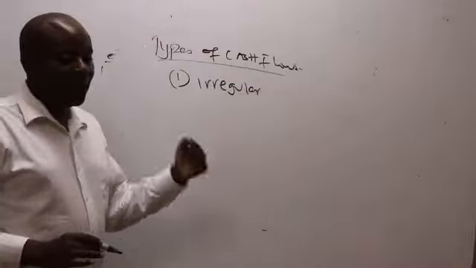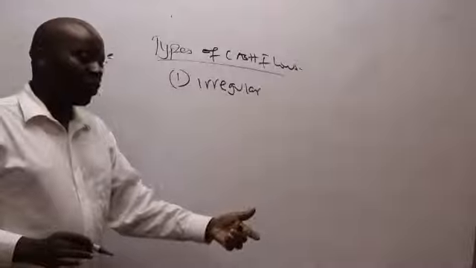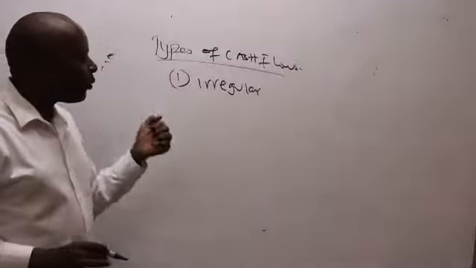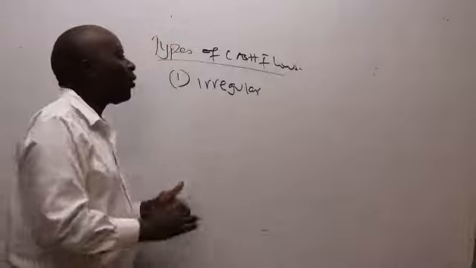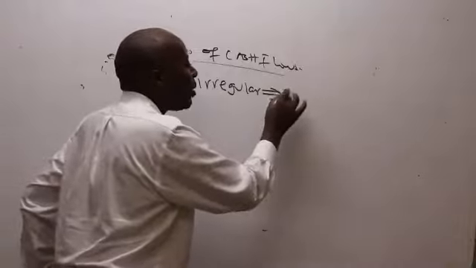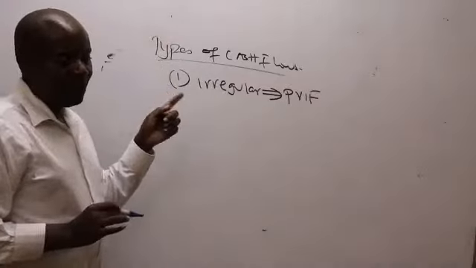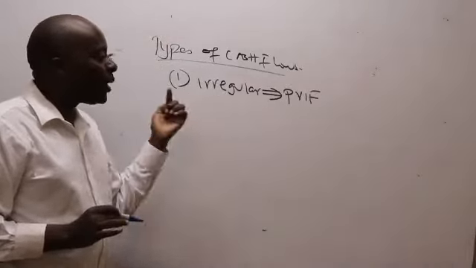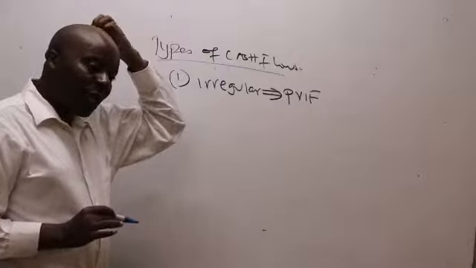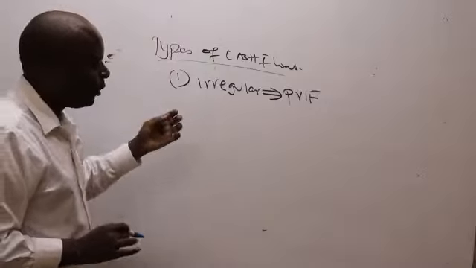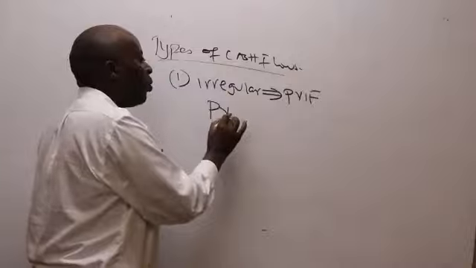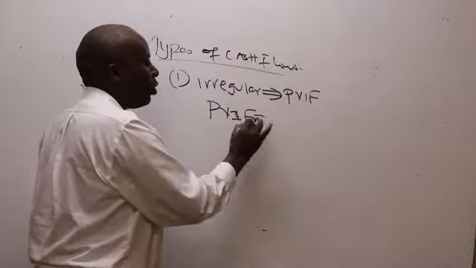Those cash flows that will keep on fluctuating. These irregular cash flows, we said that we shall always discount them using what we call PVIF. PVIF is an acronym for present value interest factor. I would want to see whether there is anybody who will be able to remind us the formula of getting this PVIF.